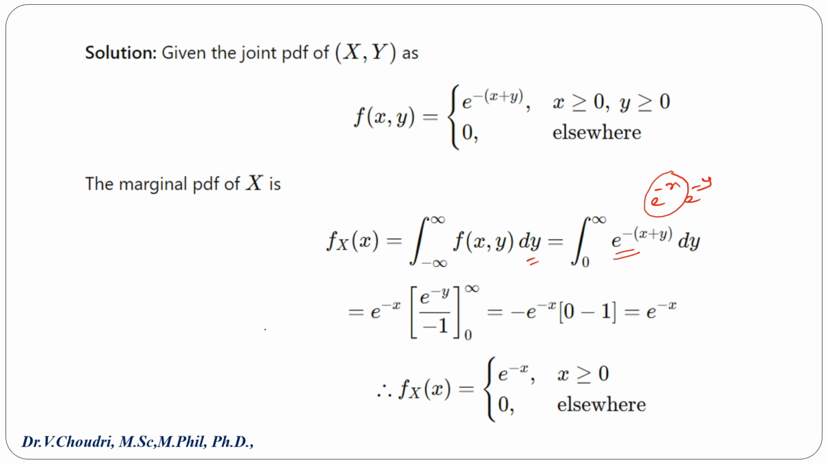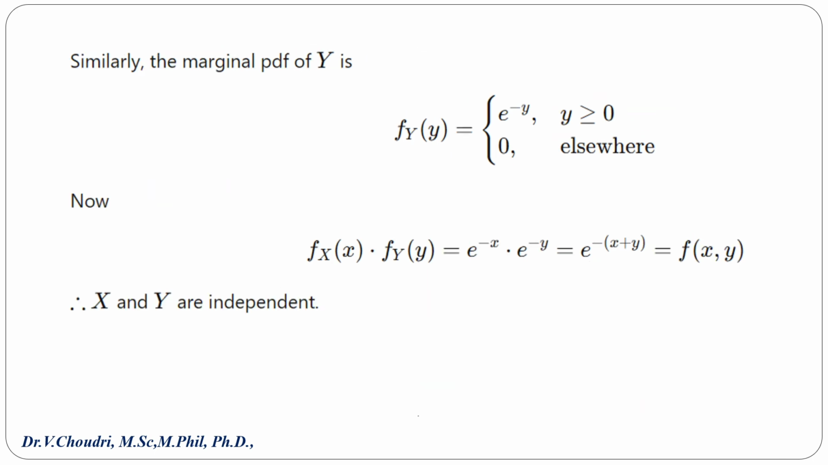So the integral from 0 to infinity of e power minus y dy equals e power minus y divided by minus 1. Substitute the upper limit infinity, which gives 0, and the lower limit 0, which gives 1. So e power minus x times minus (0 minus 1); minus into minus is plus, and the answer is e power minus x. Hence, the marginal probability density function of x is e power minus x. What is the x range? X greater than or equal to 0.